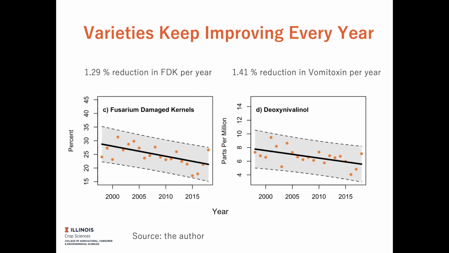I did a study of the different wheat breeding programs' improvements in Fusarium resistance, and this is in the northern part of the eastern soft red wheat growing region. And I found that there's been about a 1.3% reduction in Fusarium damaged kernels per year, and a 1.4% reduction in vomitoxin per year. So that's really encouraging. That means over time, every year, our varieties are getting better and better and more resistant.